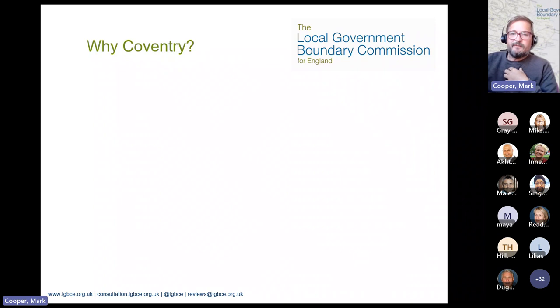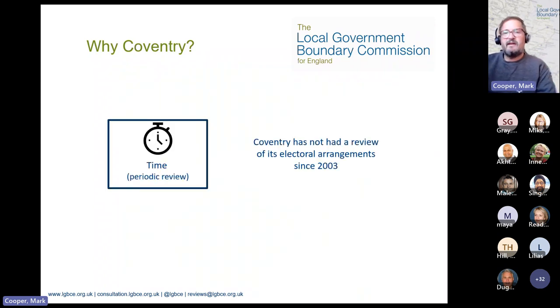So why Coventry? The Commission has a responsibility in law to review every authority from time to time. Coventry has not had a review since 2003, so by the time this review is complete, its current boundaries would have been set 21 years ago, and the Commission considers that this is a reasonable interpretation of from time to time.